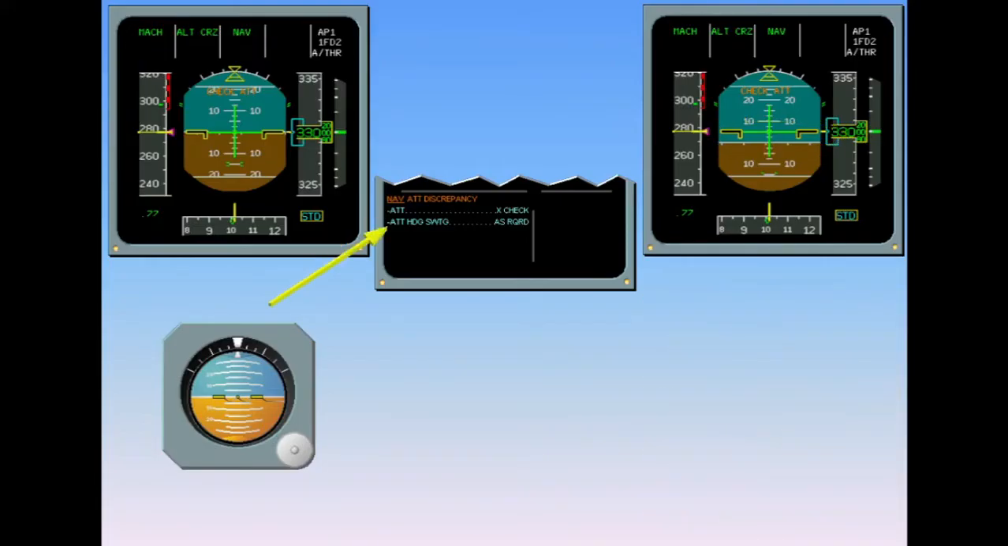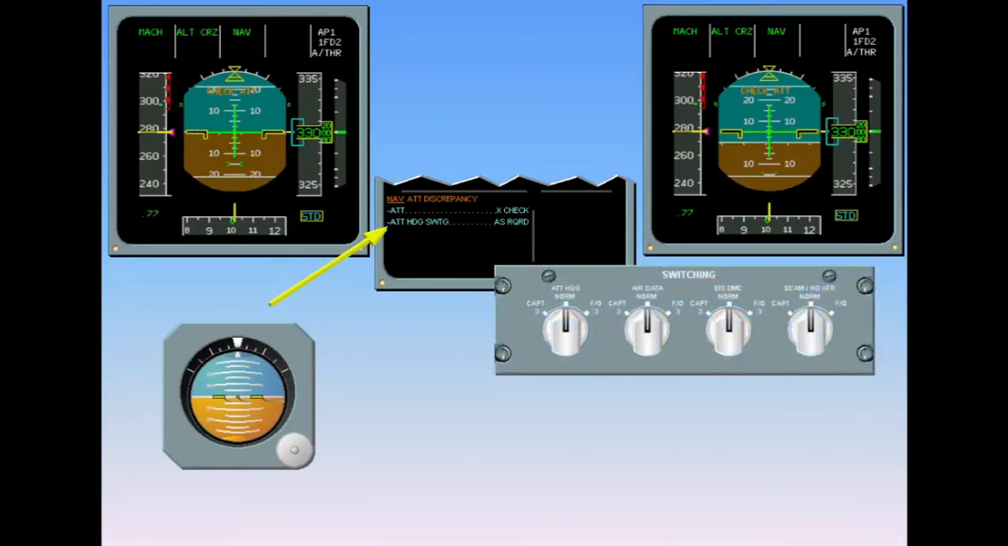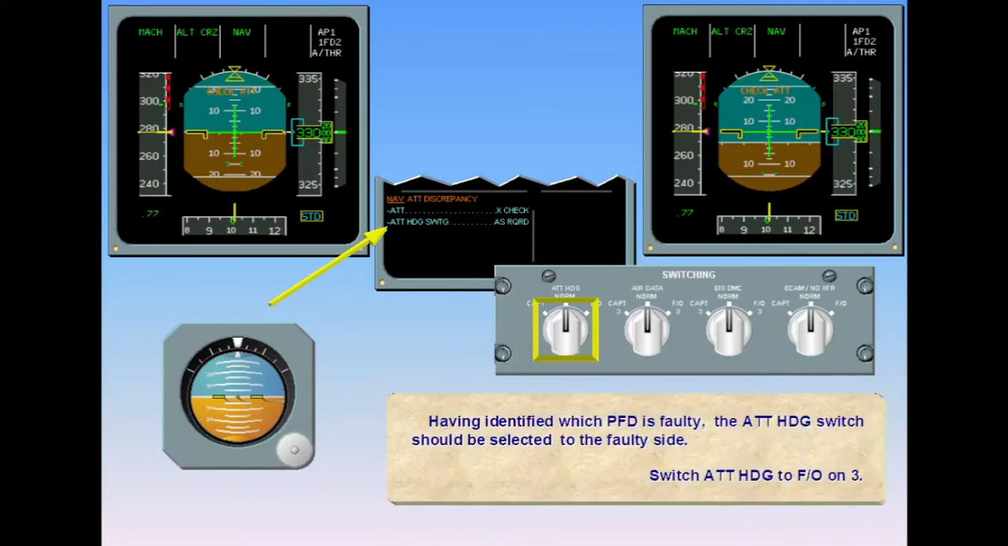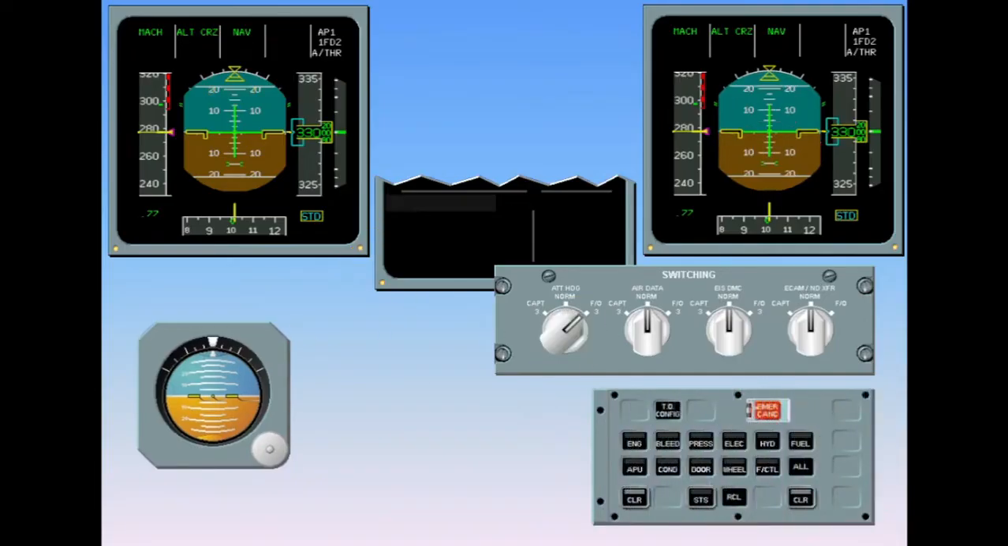Having identified which PFD is faulty, the attitude heading switch should be selected to the faulty side. Switch attitude heading to first officer on 3. IR3 is now supplying the first officer's side, and aircraft attitude on his PFD is back to normal. Check attitude indications have disappeared, as has the ECAM attitude discrepancy.